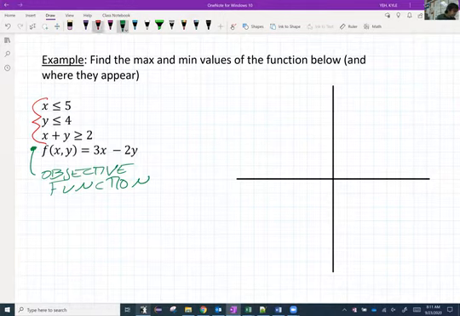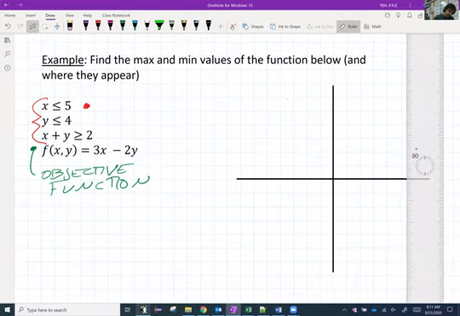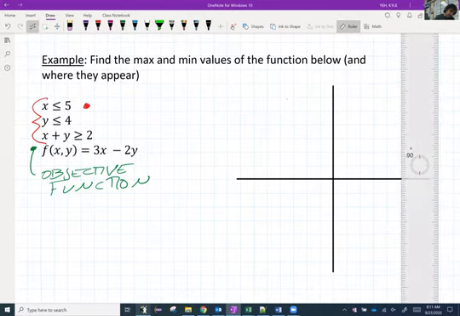And I'm going to start by graphing these constraints. So x is less than or equal to 5 means I need a vertical line. It's an x equals, so a vertical line at 5. I'll make it solid because it was less than or equal to.